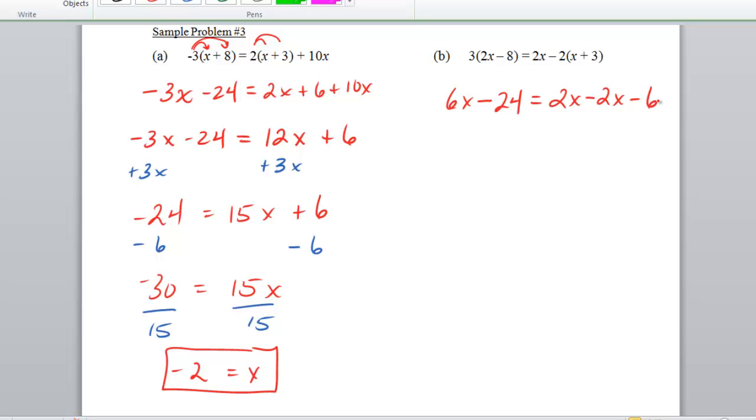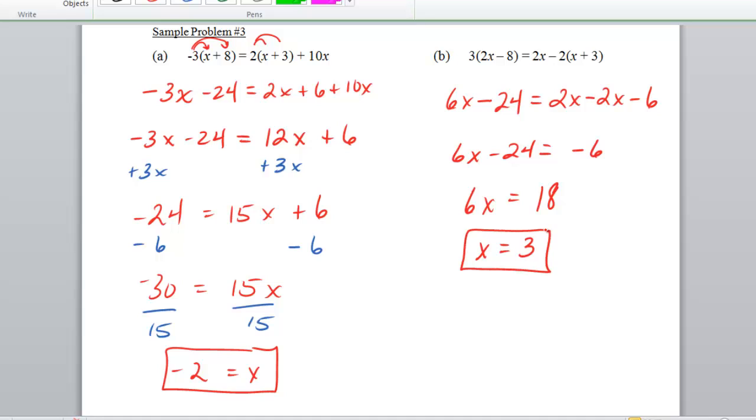Now, we're a little fortunate here because the 2x and the -2x cancel each other out. So I'm going to end up with 6x minus 24 equals -6. And I simply add 24 to both sides, leaving me 18, and x is equal to 3.